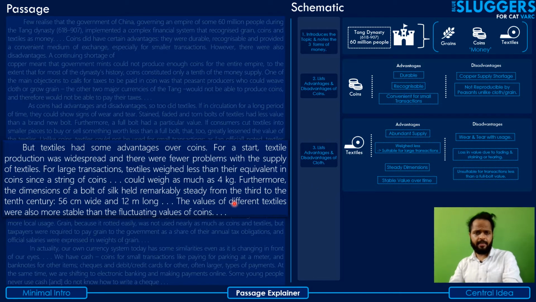Third, he says that furthermore, the bolt of silk held remarkably steady from the 3rd to the 10th century. So the unit also remained more or less steady across a long period of time. So that's another advantage. Finally, he says that so far as the value of a denomination of textile is concerned, even that was way more stable than the fluctuating values of coins, right? So that's the fourth advantage that he talks about. So four advantages listed for textile, and yeah, that's about your third paragraph.